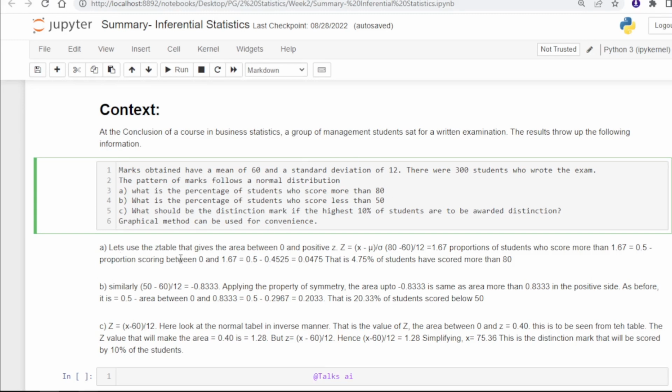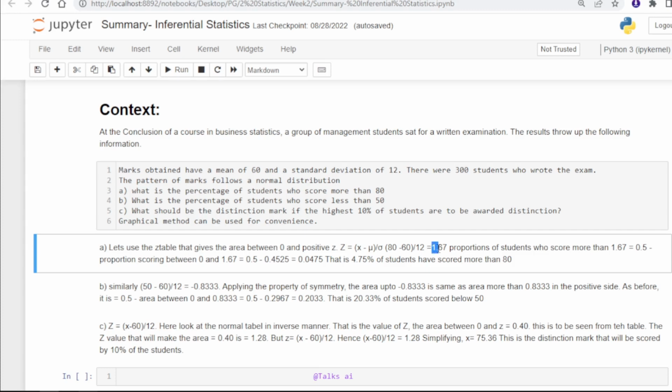So let's use the Z table that we have earlier, given the area between 0 and positive Z, so we will get the Z value. The proportion of students who score more than 1.67 is 0.5 minus the proportion scoring between 0 and 1.67. So it will return that around 4.75% of the students will score more than 80 marks.